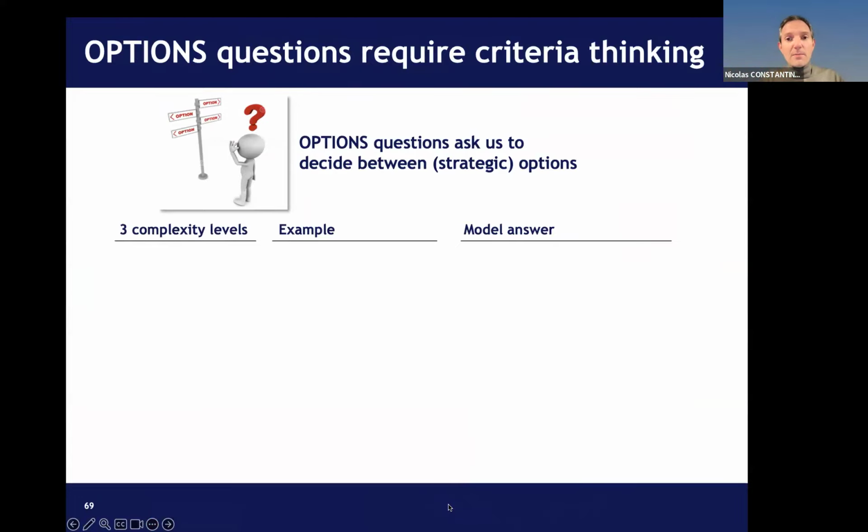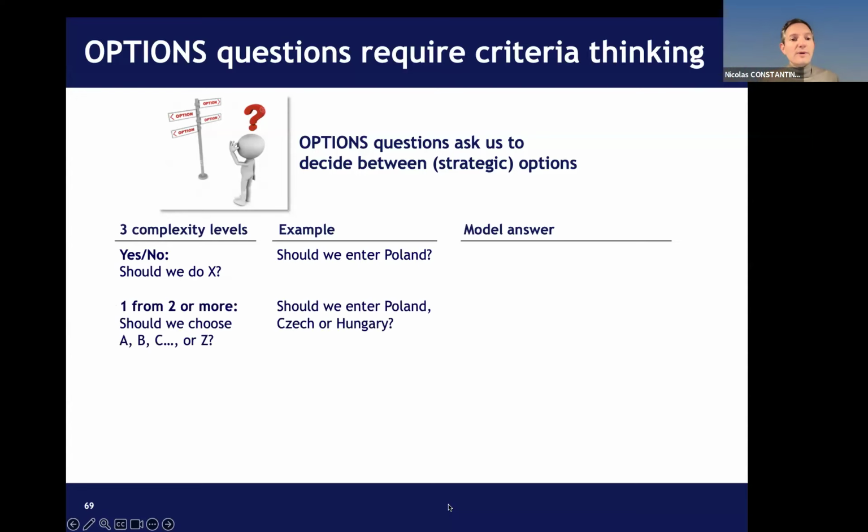The simplest form of an options question is a yes or no question, a should we question. Should we enter Poland? Yes, no. The next level of complexity is when you have to choose one option out of 2 or more. So should we enter Poland, Czech, or Hungary? By the way, these are commercial questions. They're market entry questions. They're not military questions. And then the third level of complexity is when you have to choose a few out of an even bigger set. So which 5 EU countries should we enter?